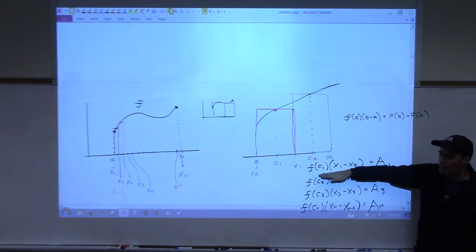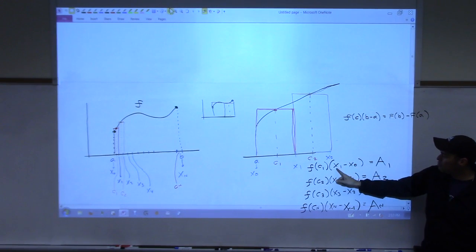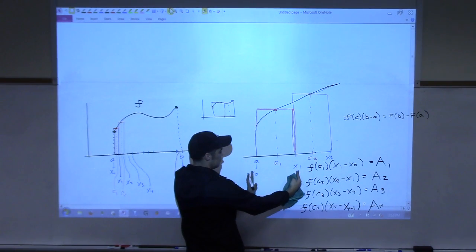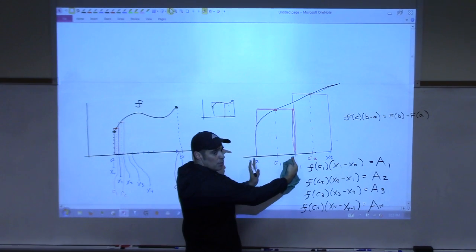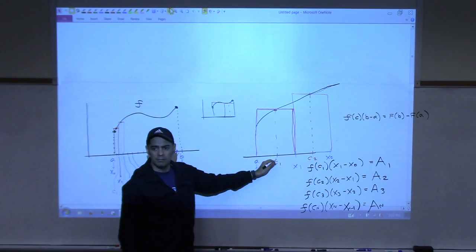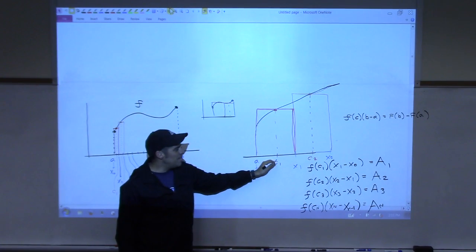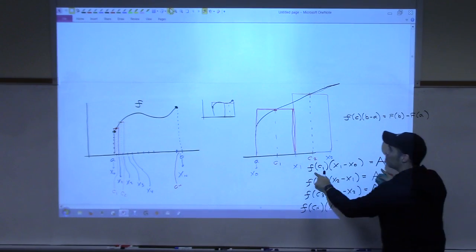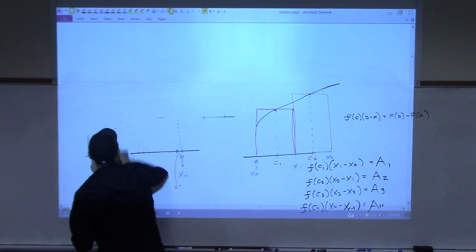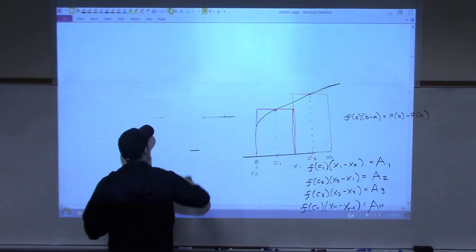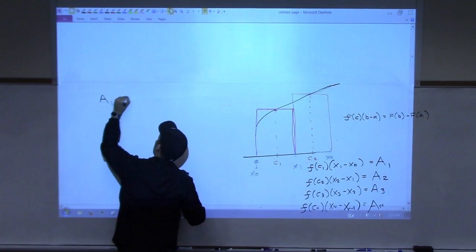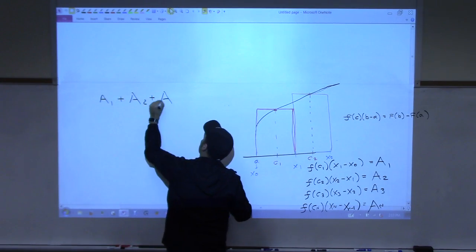Take a look at this first area. What's x1 and x0? Isn't that the endpoint of this little interval right here? Is c1 inside of there? Yes. That means the area formula for the first rectangle can be rewritten as what? What's the area of the first rectangle? I'm ready to erase this. This is what I'm going to try and do right now. I'm going to try and add up all the areas.